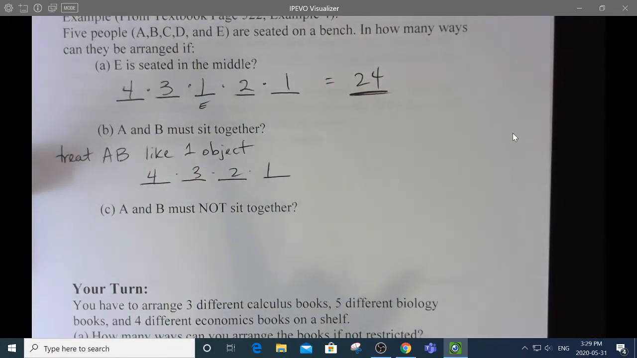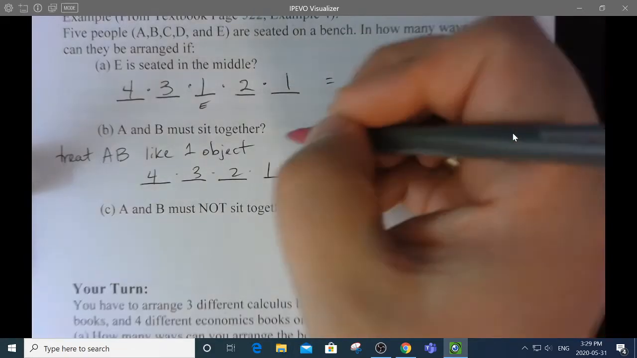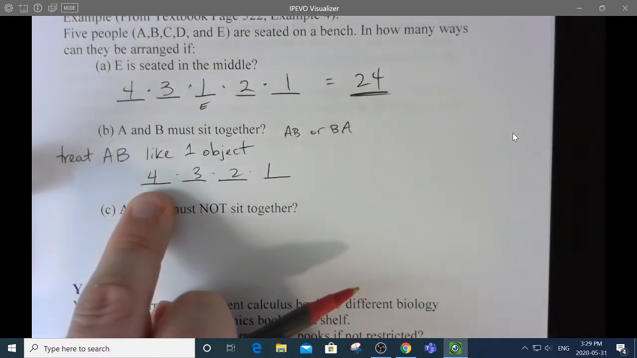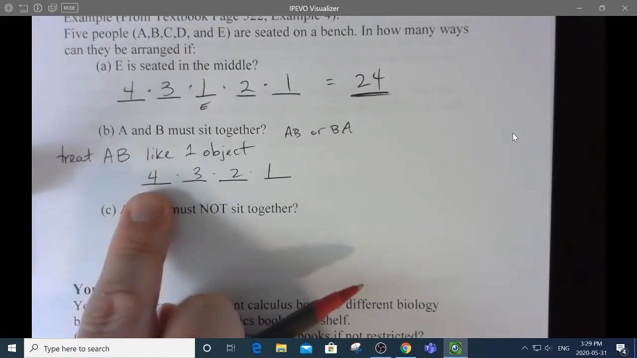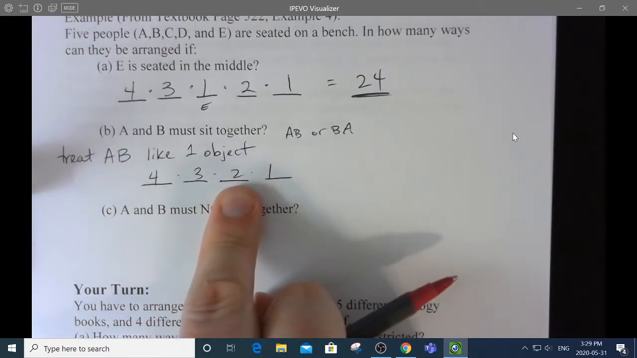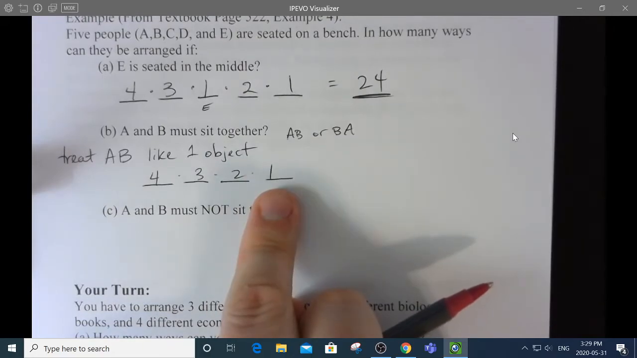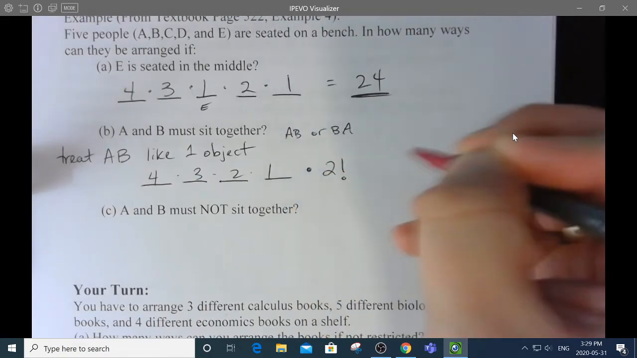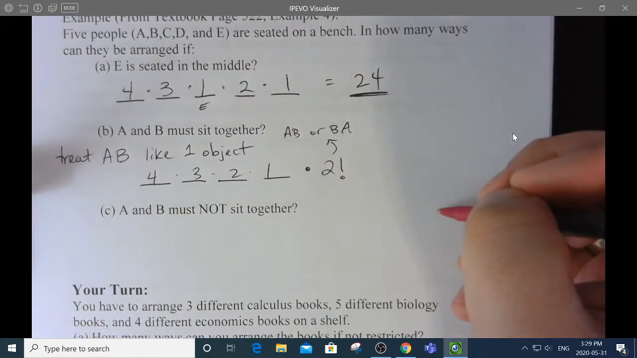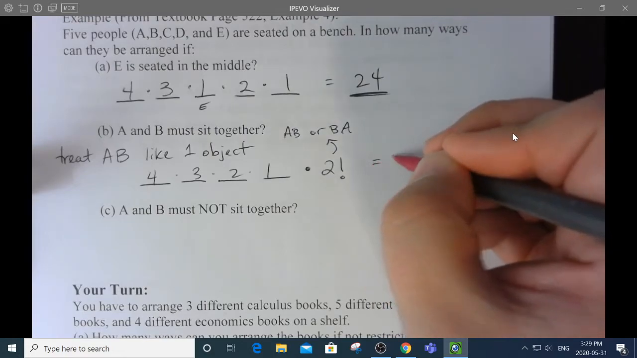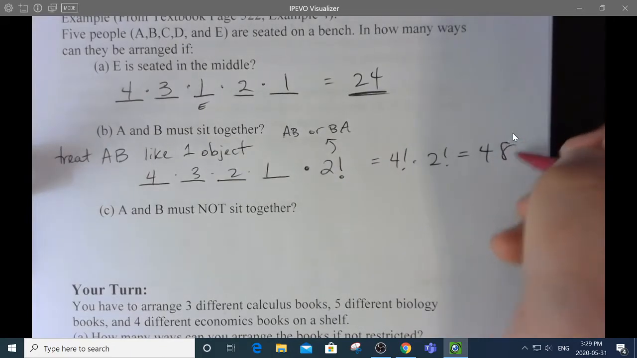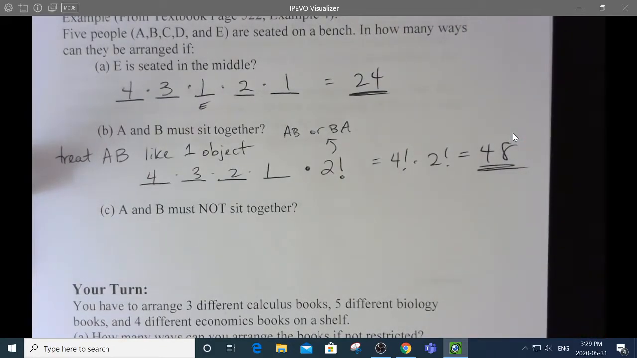But wait a minute, it doesn't say that A has to be on the left and B has to be on the right. It could be AB or BA. So AB or BA could be in each of those positions. So it's actually 4 factorial times 2 factorial, which is the number of ways I can arrange those 2 people. That's 48. See if you can make sense of that.